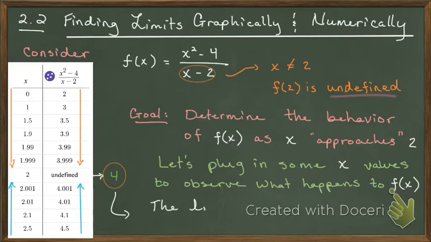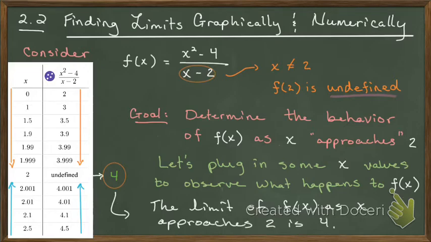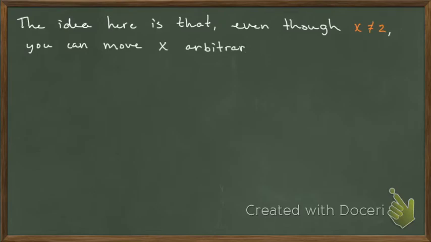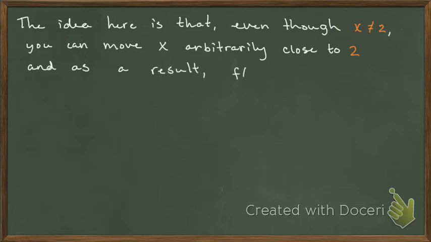So we say that the limit of f of x as x approaches 2 is just 4. Okay, so we've written that in words, and what I want to do is actually develop a notation. But in general here, the idea is that even though we cannot plug in 2, even though x cannot be 2, we can move x arbitrarily close to 2. And as a result, then, f of x becomes arbitrarily close, or closer and closer, to 4.